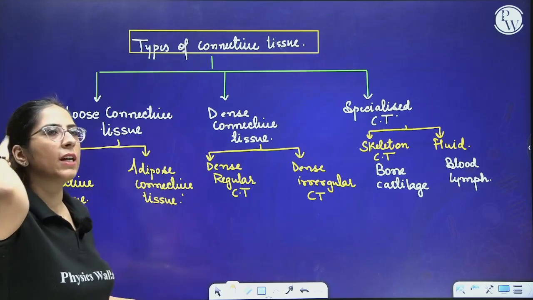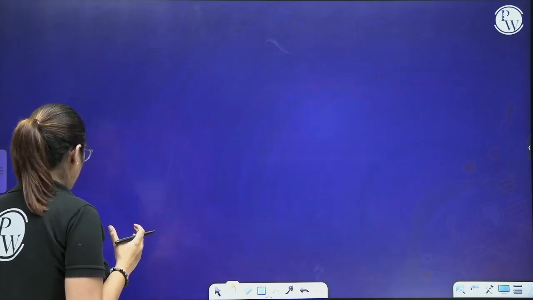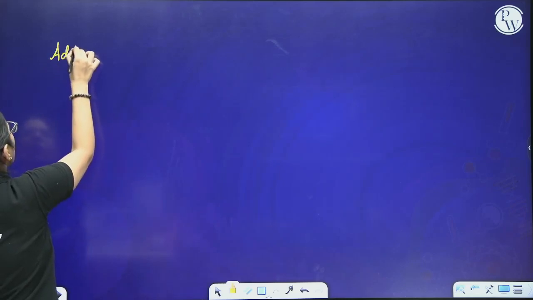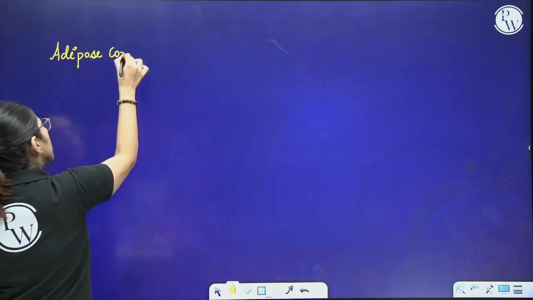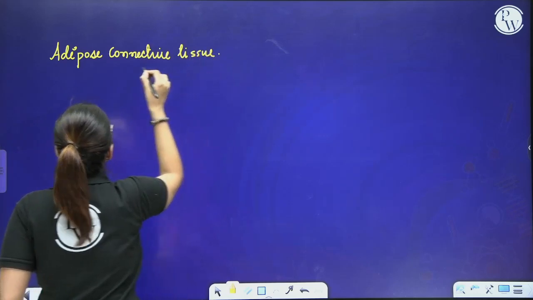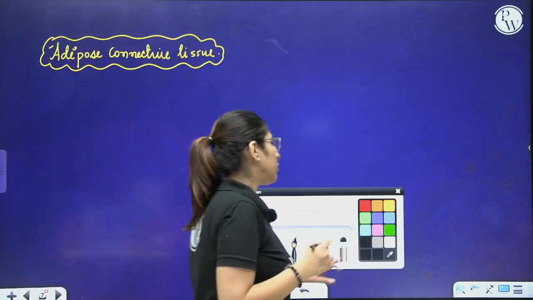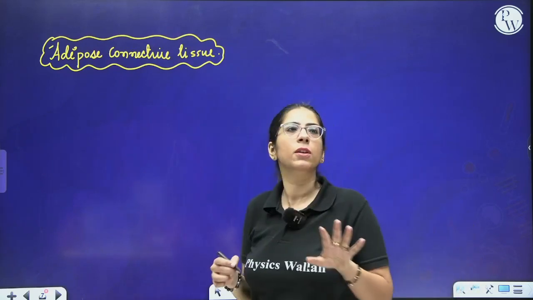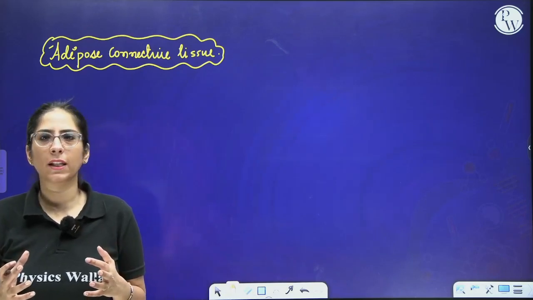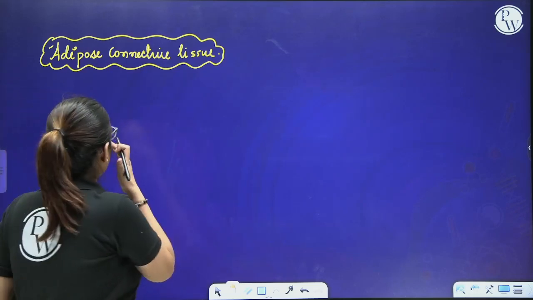Now, adipose connective tissue is that connective tissue which is responsible for storing the fat. So, let's talk about the next one, that is adipose connective tissue. I'll make sure that each and every line which is given in NCERT should be clear, and if some question comes related to that, you should be able to give the answer. Because this paper is all about the NCERT. That means things come directly from the NCERT, not from anywhere else. Clear? Okay. Let's talk about adipose connective tissue.